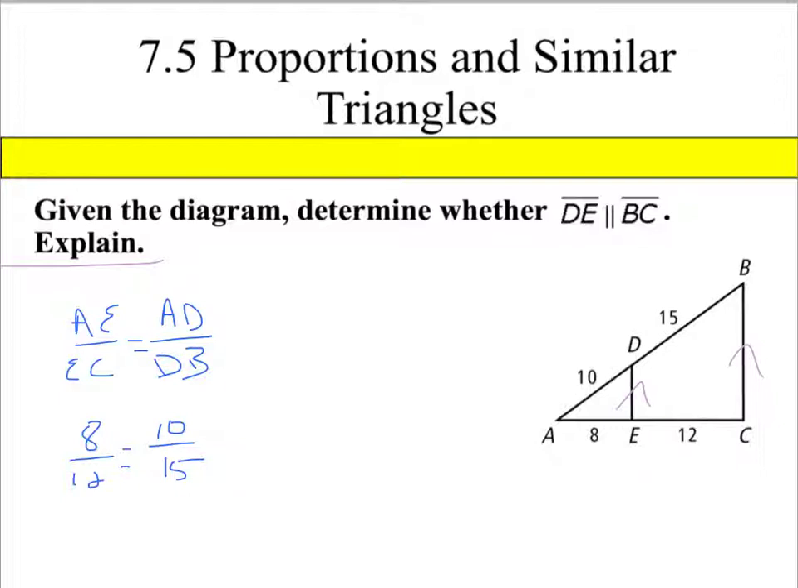Let's check it out. Cross multiply, 8 times 15 is 120, 10 times 12 is 120. So are they equal? Yes, they are. So are they proportional? Yes, they are. What does that mean about our lines? They have to be parallel. How are they parallel? Through the theorem, the converse of the triangle proportionality theorem.